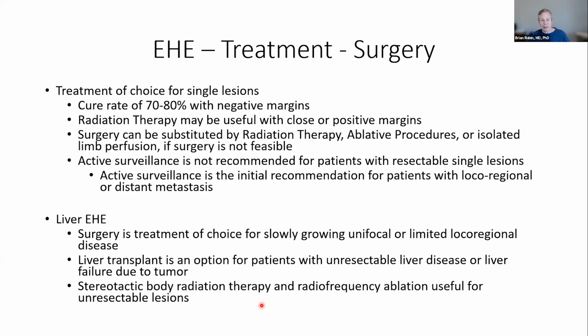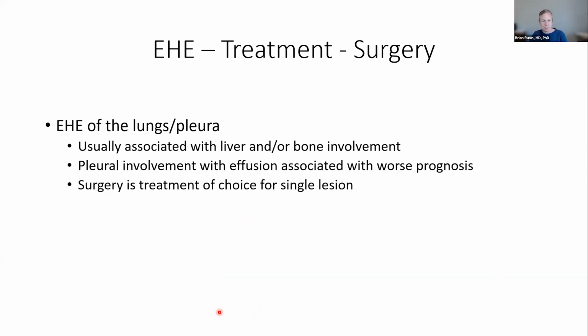Stereotactic body radiation therapy and radiofrequency ablation are also useful for unresectable lesions, and that's been done a lot in the liver, not just with EHE, but all sorts of lesions. And so people are very comfortable these days essentially ablating a lesion using one of those modalities.